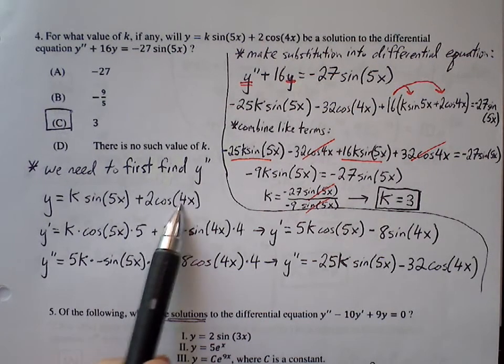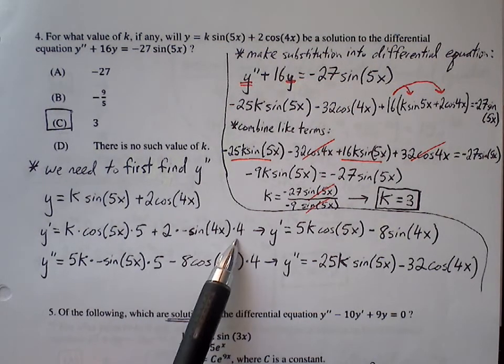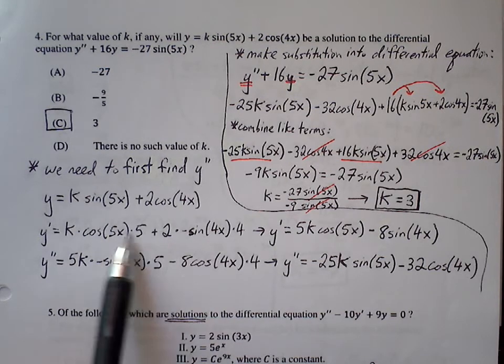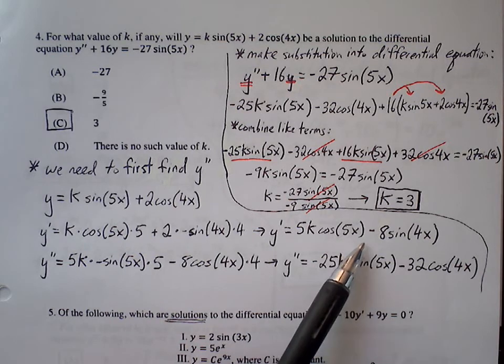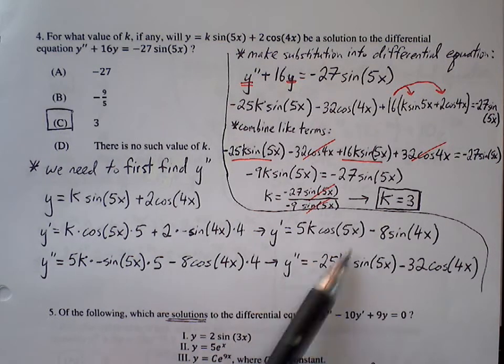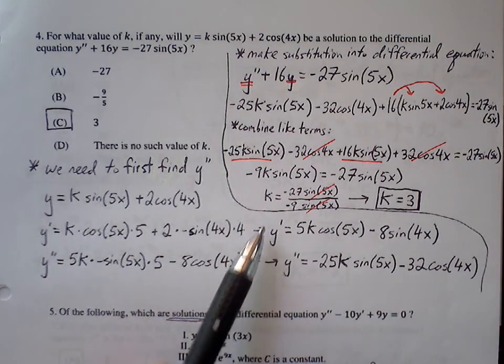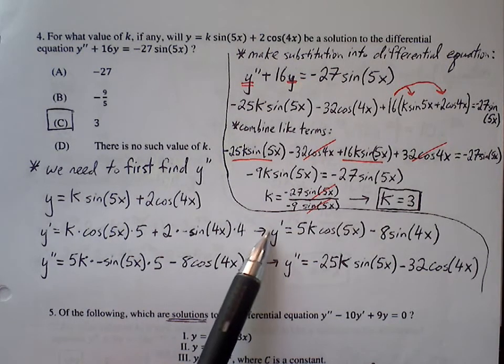Cosine of u becomes negative sine of u times u prime with the 2 in front. So if I clean this up, I get y prime is equal to 5k cosine 5x minus 8 sine of 4x. Okay, so we'll repeat the derivative process again to get from y prime to y double prime.